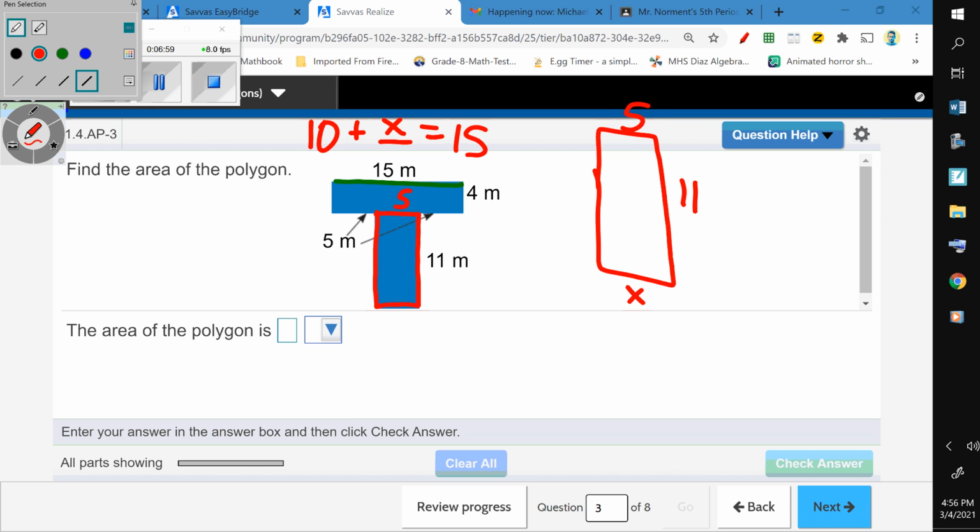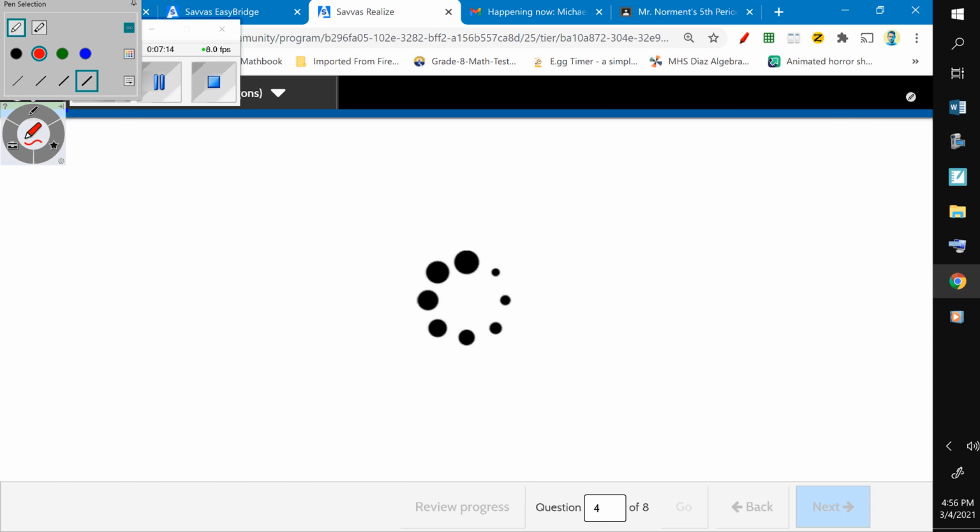So now that you know that, multiply these two numbers together, you're going to get that area. Add that area to the area for that shape, combine them, and you're done. That's what I would suggest you do for this one. Number 4.